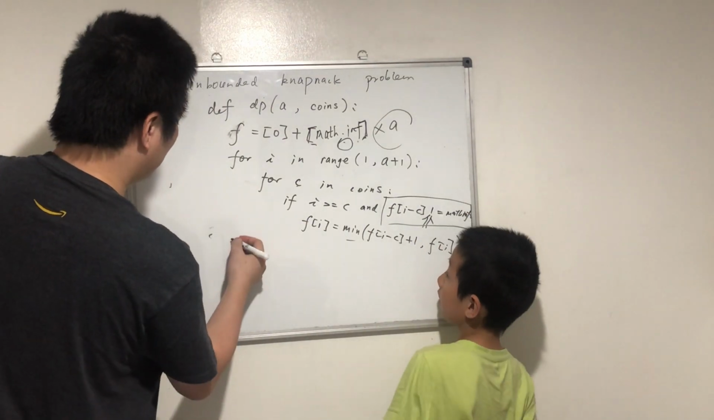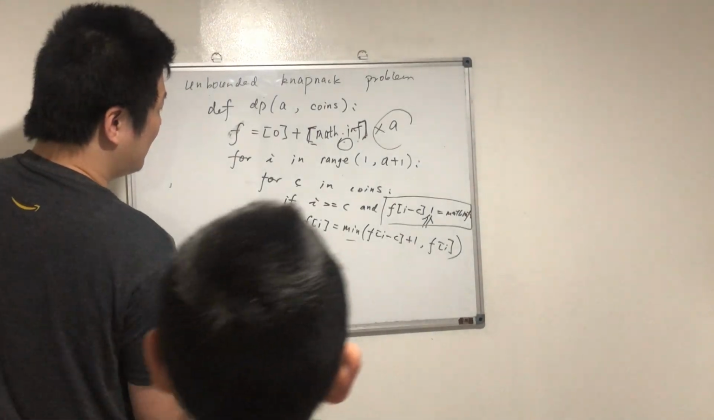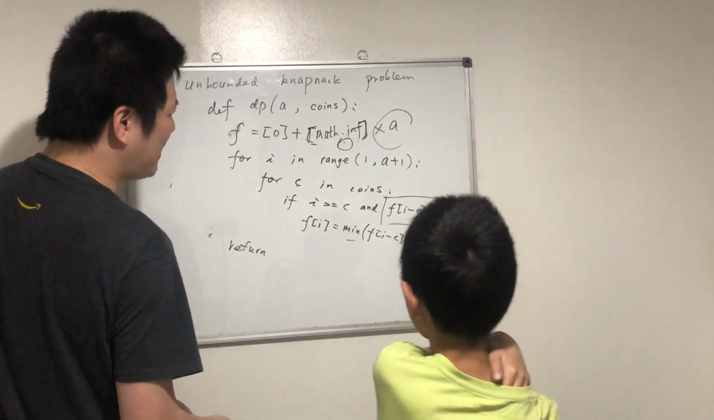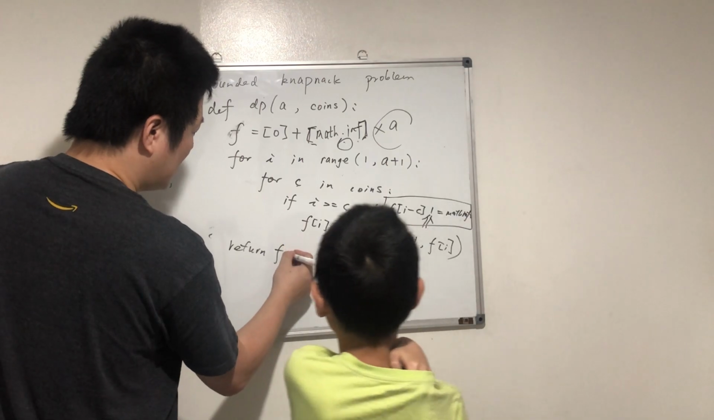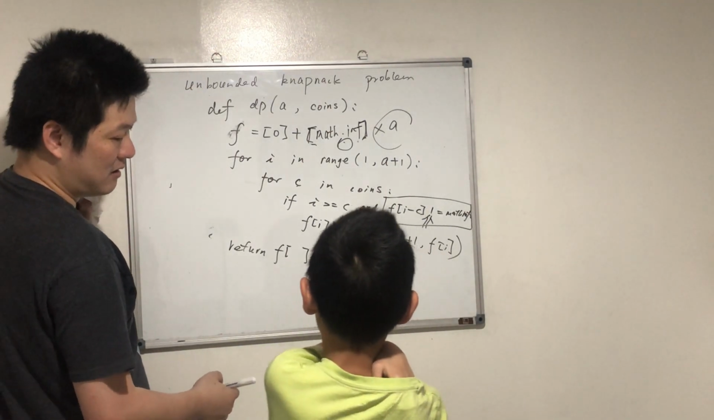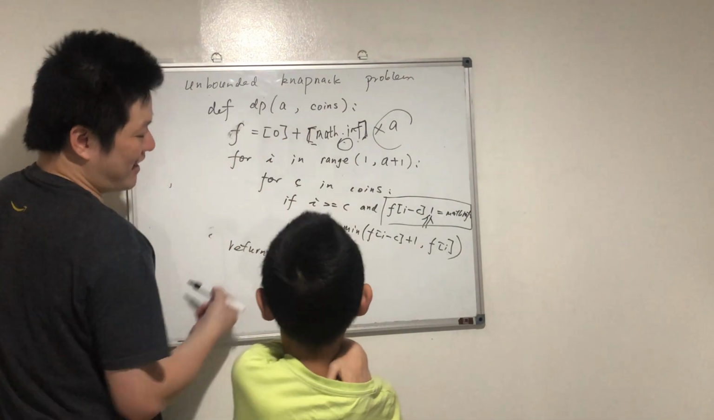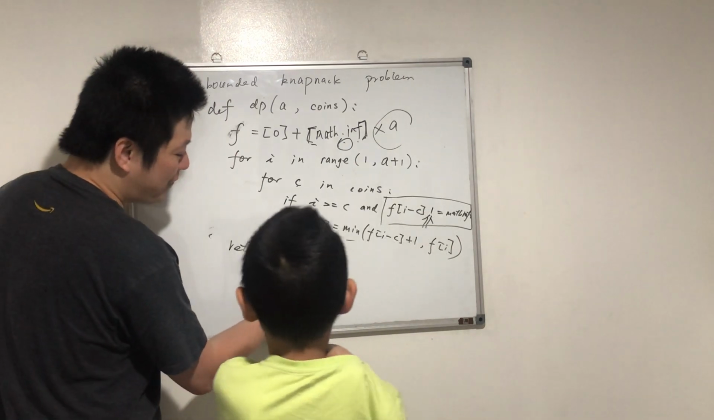The last value. Return which one? Return what? Return F of i? What? Return F. F of what value? What are we calculating here? A. F of A, or F minus 1, the last value, yeah? Alright?